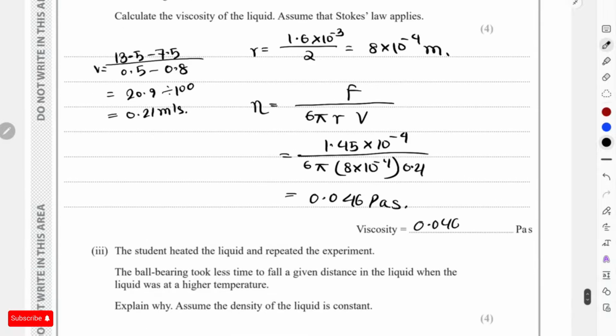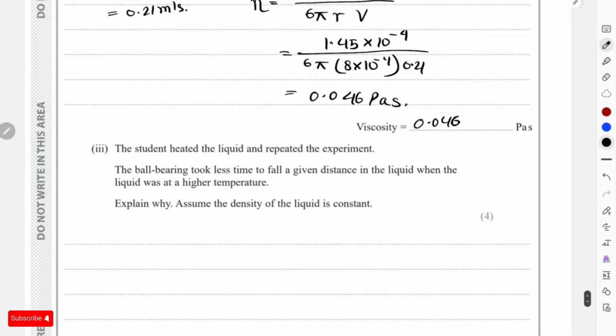0.046. Okay, now for the last part over here, it says that the student heated the liquid and repeated the experiment. Always remember, whenever you're heating a liquid and that question is related to your Stokes law, that means at high temperature viscosity will be low, right? Nothing else to do with Newton's laws of motion or some other thing. It's entirely related to the concepts of that at high temperature your viscosity of the liquid will be low.